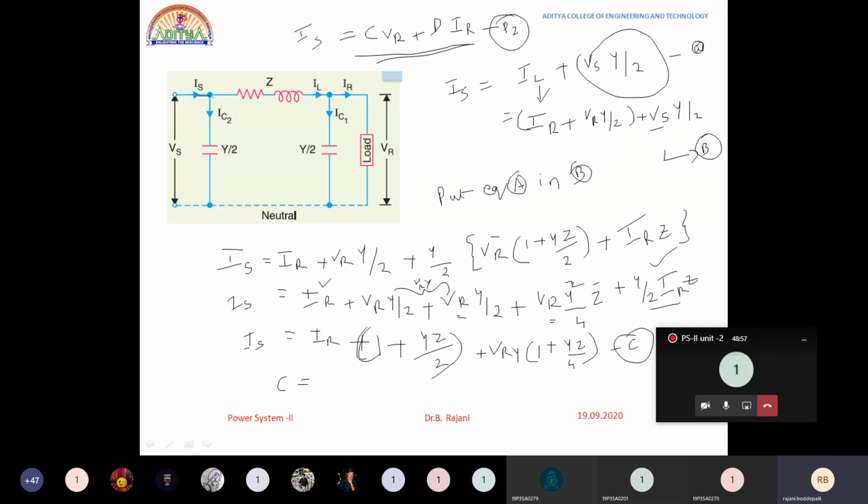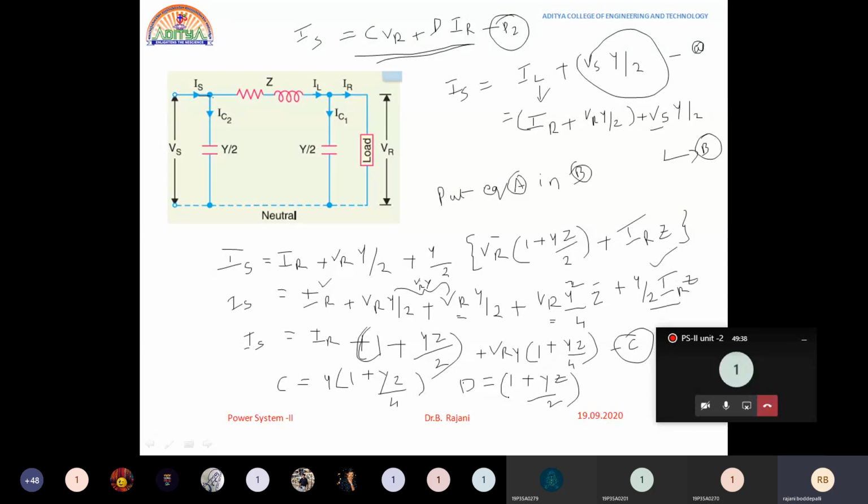See here, C is nothing but Y into 1 plus YZ by 4. Now, what is D? D should be equal to A, which is nothing but 1 plus YZ by 2. If the D value and A value are the same, then only your derivation is correct. Otherwise, it is clear that you have gone wrong somewhere.